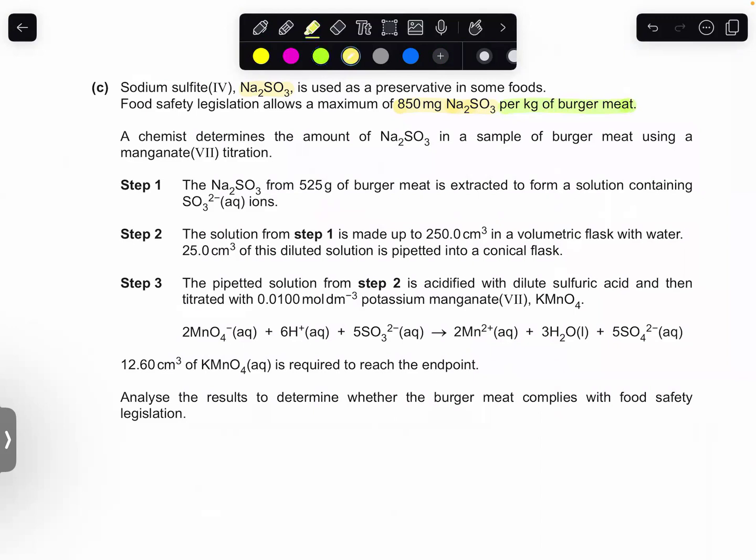So what have we got here? This much of burger meat is extracted to form a solution containing sulfite ions. The solution from step 1 is made up to 250, and out of this, 25 is taken, and a titration is carried out. It's acidified with dilute sulfuric acid and then titrated with this manganate solution. Right.